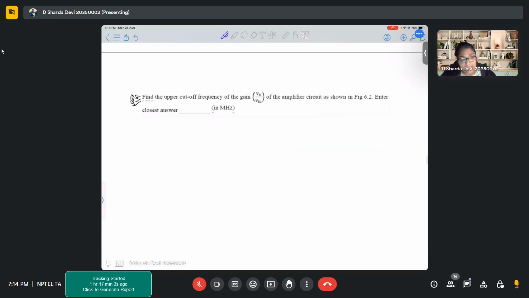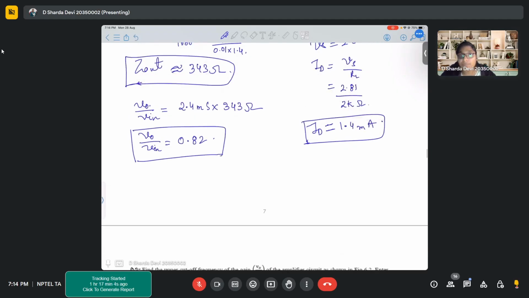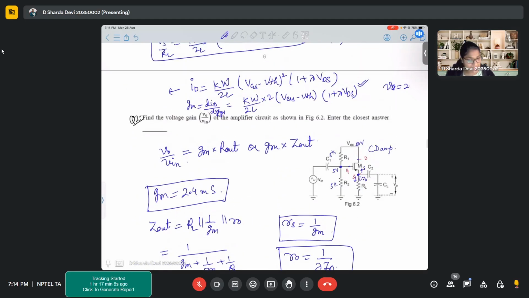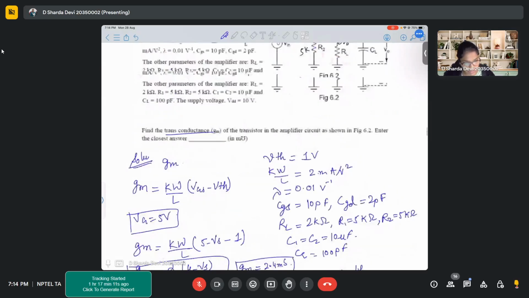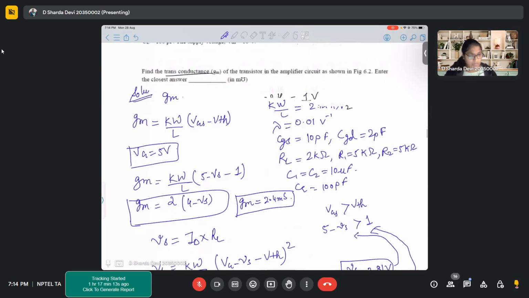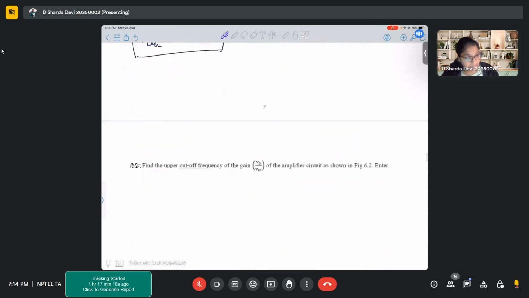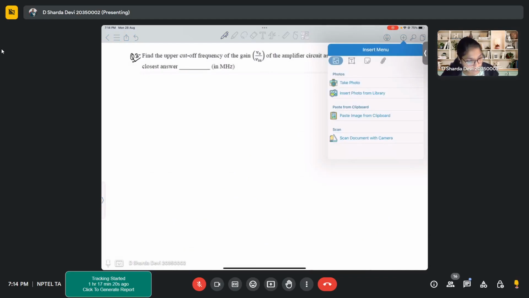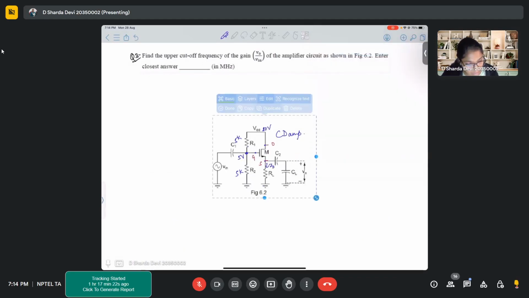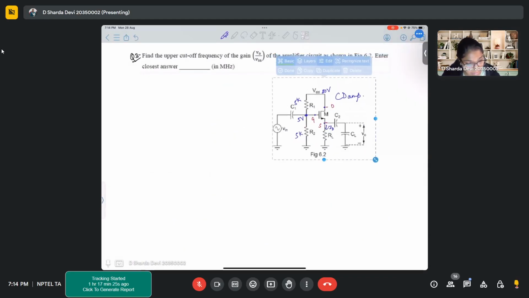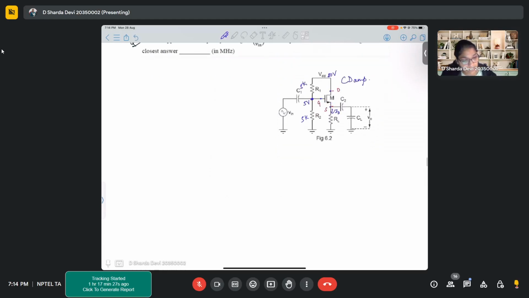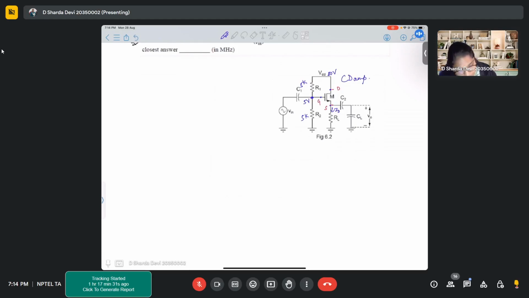Ma'am, can you draw the small signal model for this circuit and explain how it works? For this circuit? We did not draw it? No, for the CD circuit, let's draw. And how did we get the formula for the RL parallel R0? So it actually comes from your small signal model only.